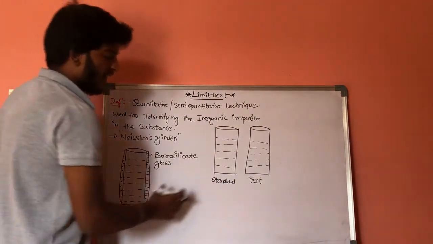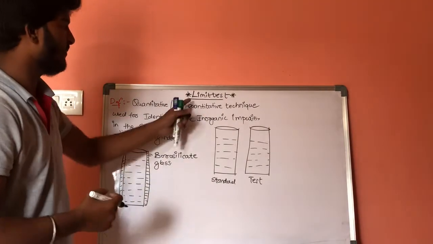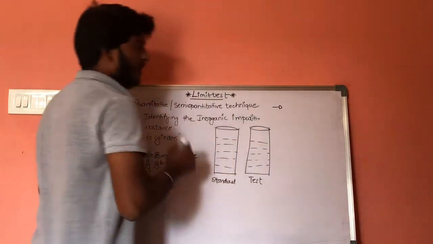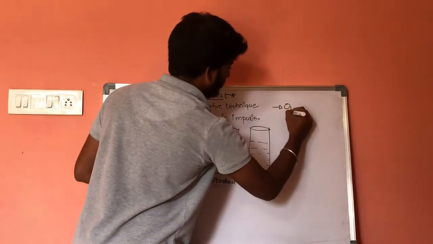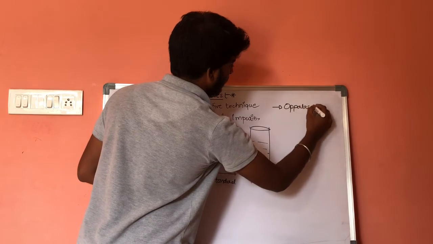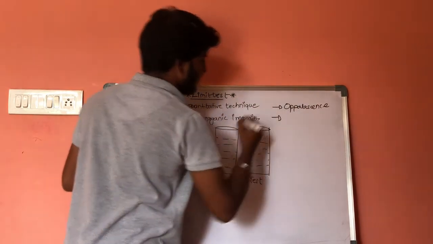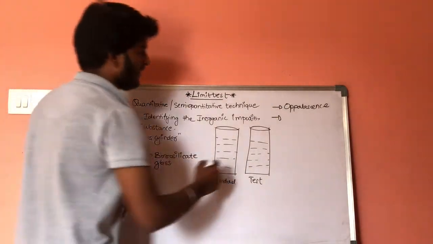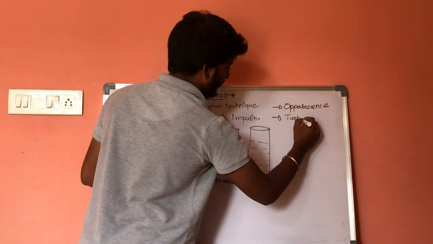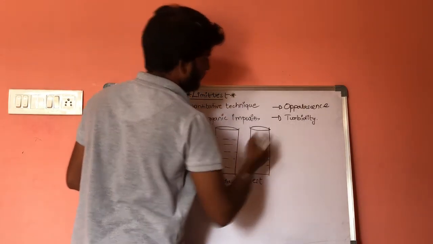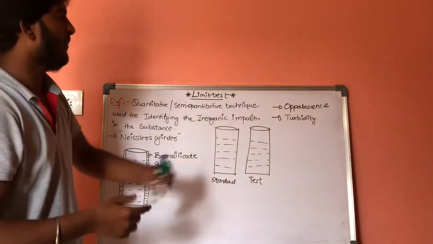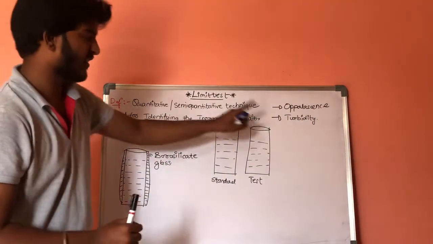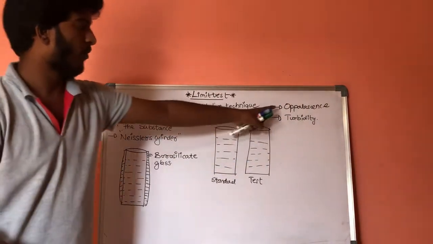Now, what are the parameters on which this limit test can be based? First parameter is opalescence. And second parameter on which this limit test can be decided is turbidity. These are the two important parameters which describe the result of limit test, that is opalescence and turbidity.